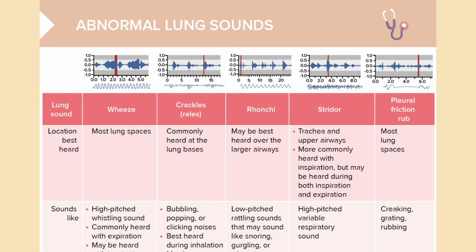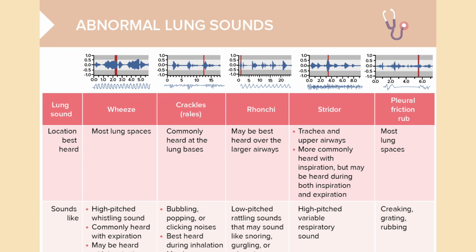Stridor is a high-pitched, harsh sound on inhalation, indicating an upper airway obstruction. Wheezing is a high-pitched whistling sound on exhalation, common in asthma and caused by lower airway constriction. Rhonchi are low-pitched rattling sounds like snoring, suggesting mucus in the larger airways. Crackles or rales are wet, popping sounds from fluid in the alveoli, classic for pulmonary edema.